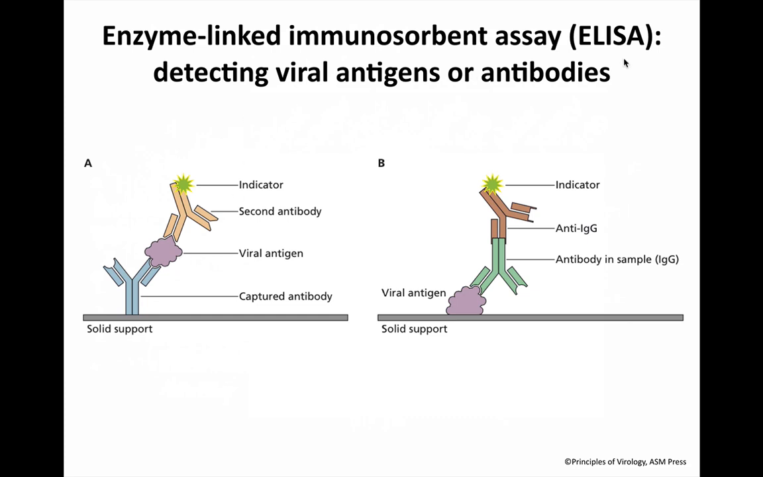Since we're on ELISA, I'm showing you on the right a slightly different form of this assay to actually measure antibodies instead of antigens. On the left, we're asking, is there any viral protein present? On the right, we're taking a clinical specimen, typically blood or serum, and asking whether antibodies to a virus are present. What we do here is attach viral antigen to the solid support, and then we add our sample. If our sample contains antibodies, they will attach to the viral antigen. And then we add a second antibody, anti-IgG, an antibody against the first antibody, which has an indicator. That way we can measure the presence of antibodies.